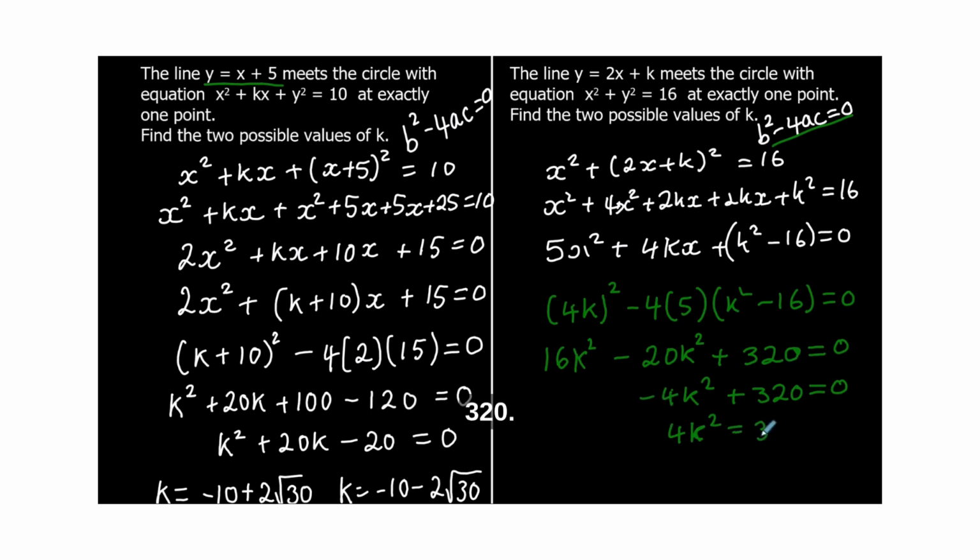So that means 4k squared equals 320. Divide both sides by 4. So k squared is 80. So k can be plus or minus the square root of 80.